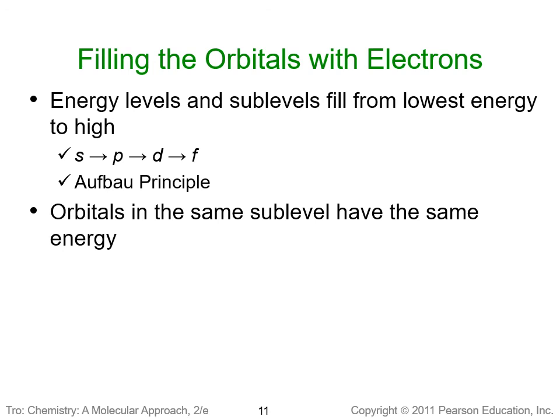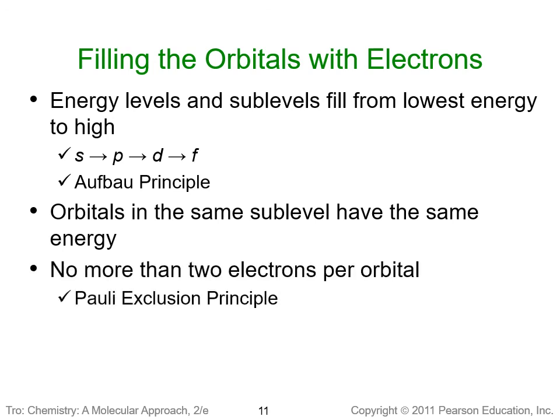Orbitals that are in the same sublevel have the same energy. So all three of the p orbitals have the exact same energy as each other. All 5 of the d orbitals have the same energy as each other. We talked about the Pauli exclusion principle, so no more than 2 electrons per orbital.